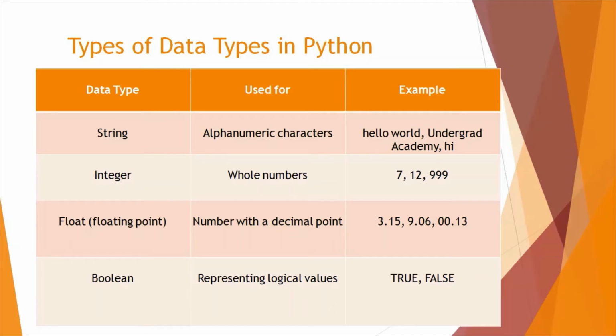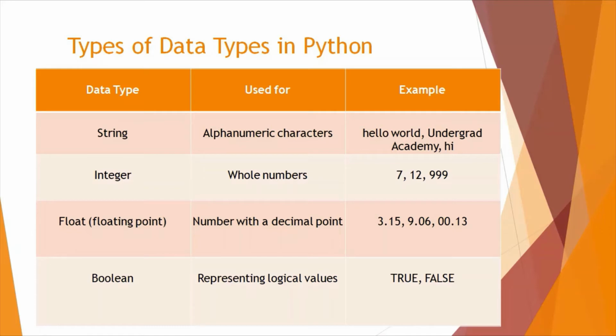The data type name is string. It is used for alphanumeric characters, for example hello world, Undergrad Academy, hi, hello, anything in string form. We have another data type, that is integer, used for whole numbers, that is 7, 12, 9, 99 or 1, 2, 3, but in integers.